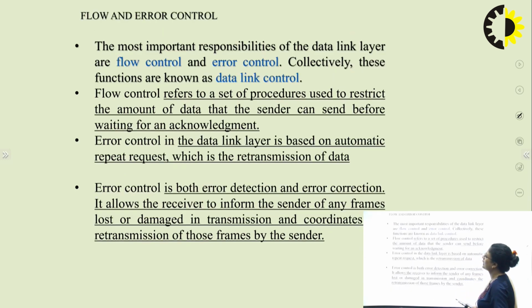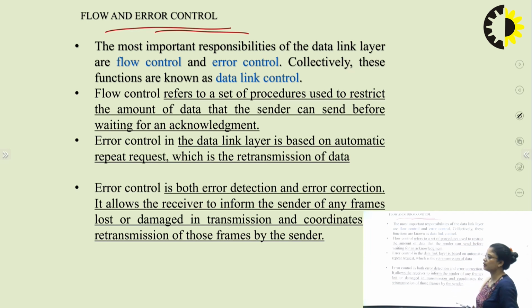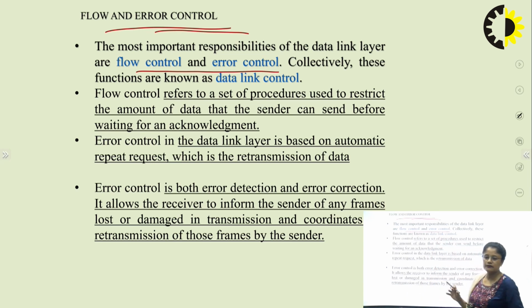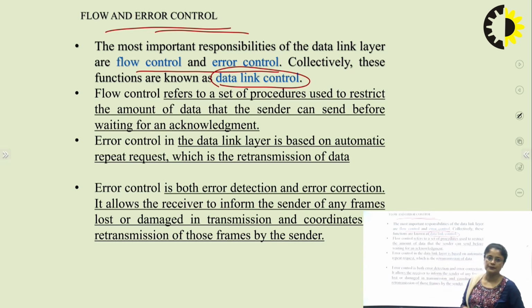Now let us talk about flow and error control. One of the most important responsibilities of the data link layer is flow control and error control. These functions, which the data link layer provides, are collectively known as data link control. So data link control basically refers to flow control and error control.